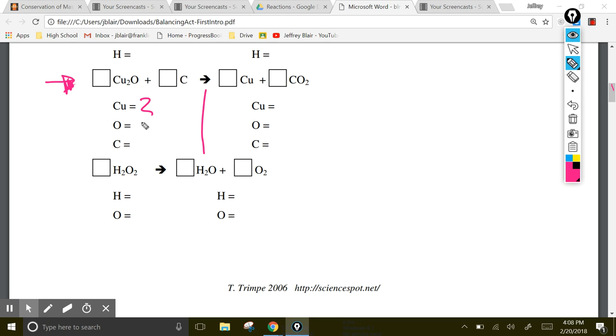2 Cu, 1 O, 1 C from my subscripts. 1 Cu, 2 O's, 1 C. So there's no clear place to start here. There's no odd even mismatch. Another general rule is start with the most complex one. In this case, that doesn't help much either, but I'm going to put a 2 in front of my copper oxide. So 2 times 2. No, I'm not. Hold on. That's not the one I need to do. I need to come over here and put a 2 in front of there to change my copper, but that's not the most complicated one.